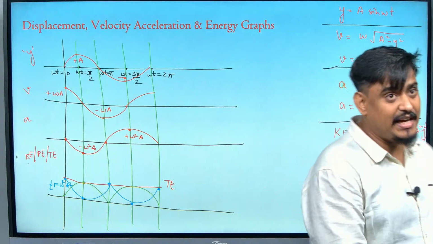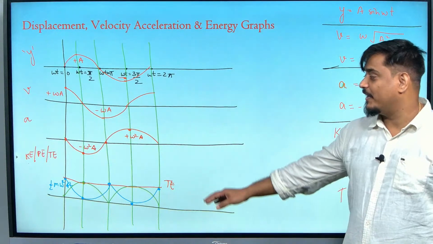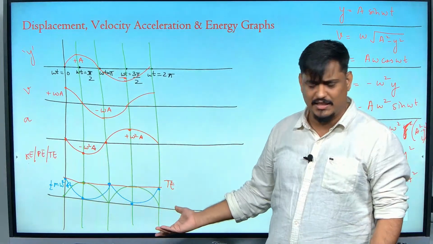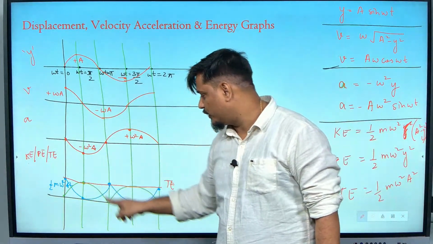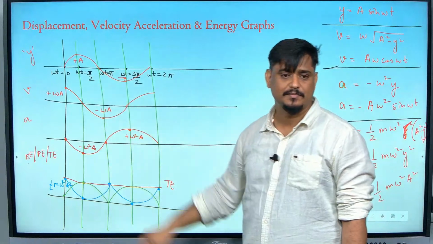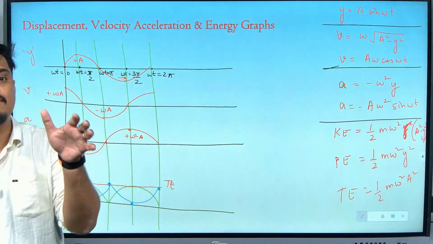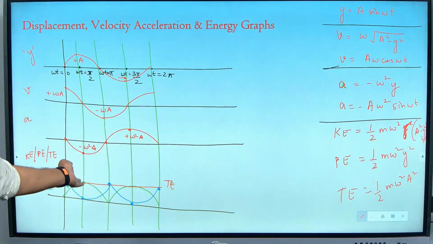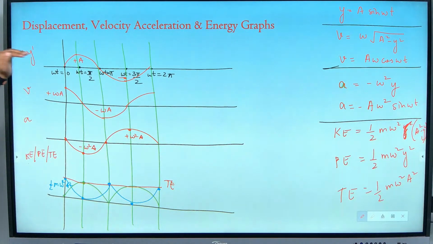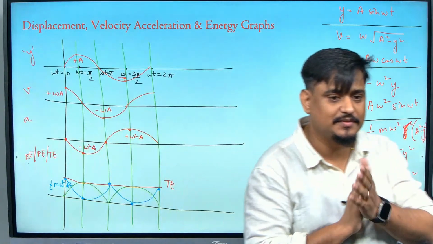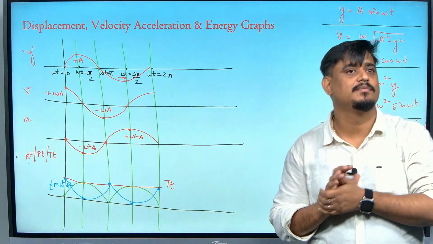They will say the frequency of the energy graph is double the frequency of the displacement graph. Yes, obviously. See here, how many you got? 1, 2. Here you got only 1. Isn't it? And the energy graph has no negative values. Yes, very true. Always positive. Whereas displacement, velocity, acceleration have both positive and negative points. Energy will never be negative.